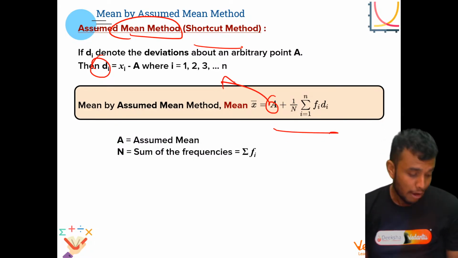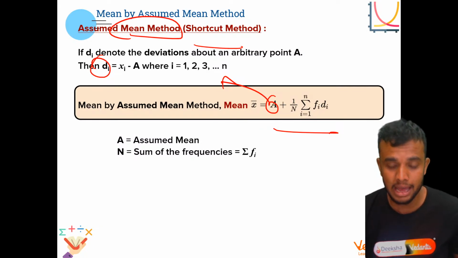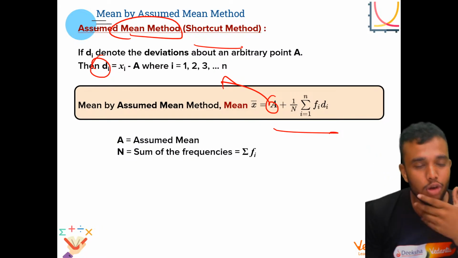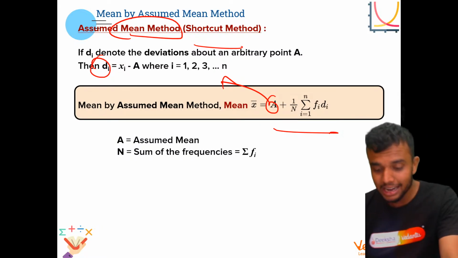What is assumed? For example, sometimes cricket matches happen. What do we assume? Oh my god, today India won the match. It is called assumed, right? Similarly, we assume some mean.